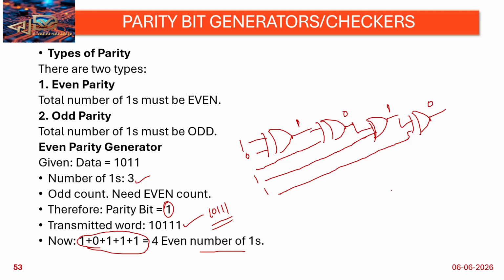That's it. Suppose there is an even number of ones, then you need to convert into odd parity. So for odd parity, again 1 0 triple 1, you can add 1 bit here. Then an even number of ones becomes an odd number of ones. When an odd number of ones will be there, you consider it odd parity. For even parity the output should be 0, for odd parity the output should be 1. Clear?